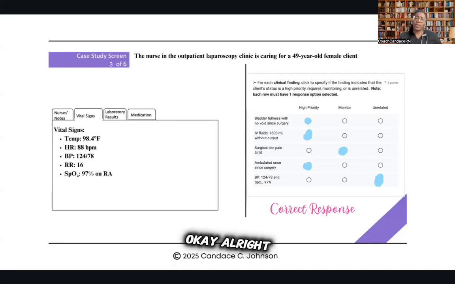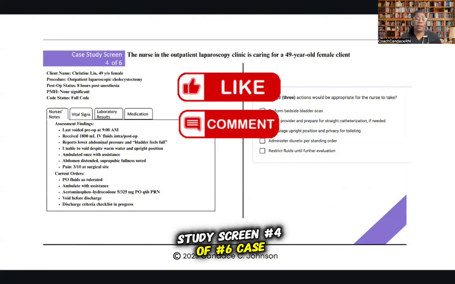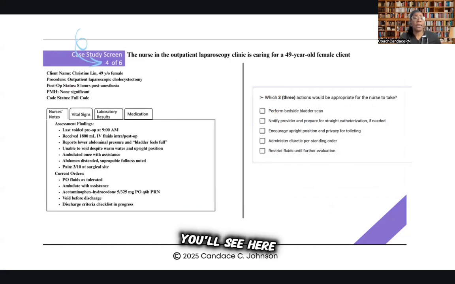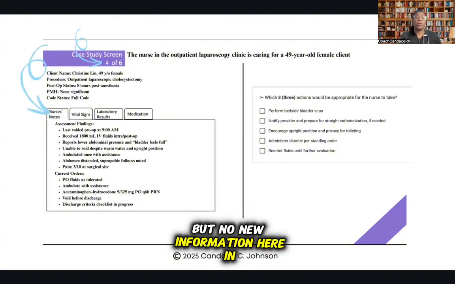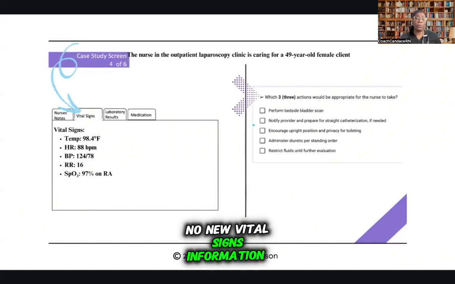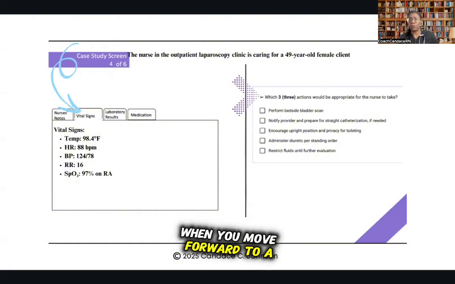Okay. All right, so let's move on to case study screen 4 of 6. Case study screen 4, you'll see here, has brought us a new question type, right? But no new information here in the nurse's notes. No new vital signs information. All that still remains the same. All right. But we always want to check our tabs. I just want you to get into the habit of always checking your tabs when you move forward to a new case study screen.